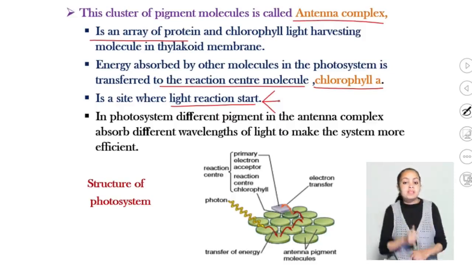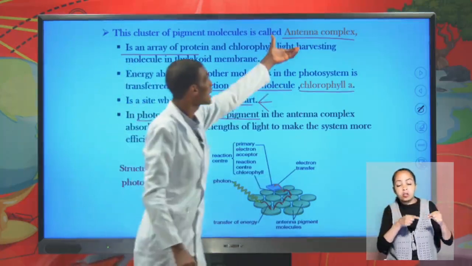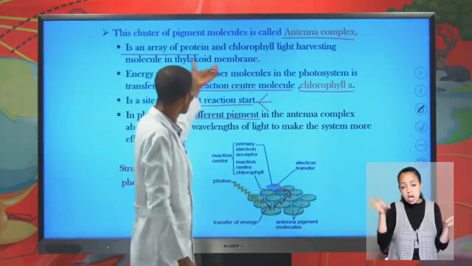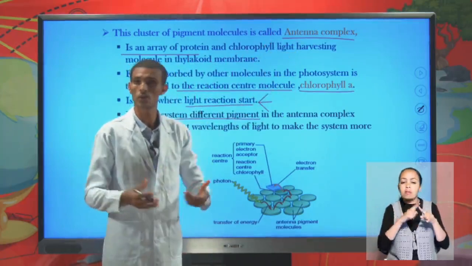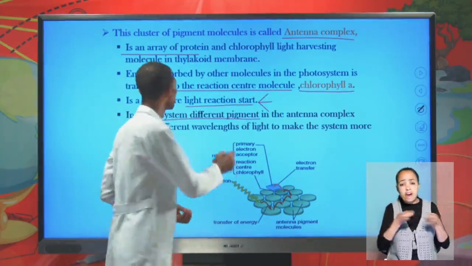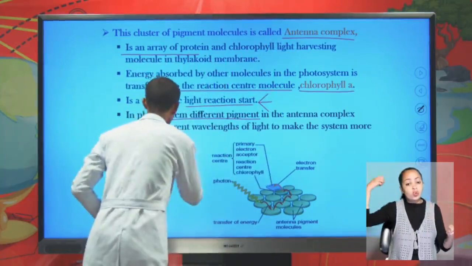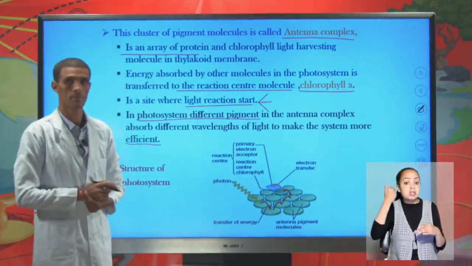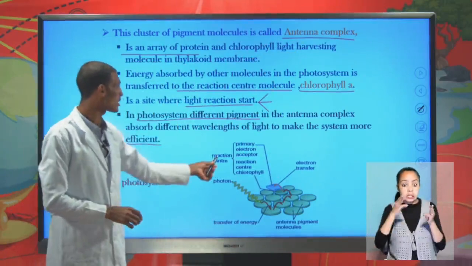In the action of photosystem, capture different wavelengths of light. Different antenna complexes, or an array of chlorophyll and pigment molecules, harvest different wavelengths of light, which makes the system of photosynthesis become more efficient and effective. When we see the structure of photosystem, there is a reaction center molecule.